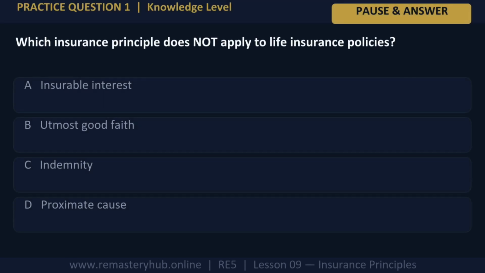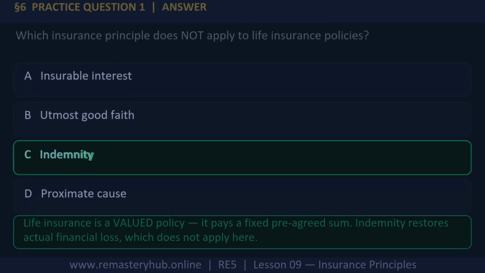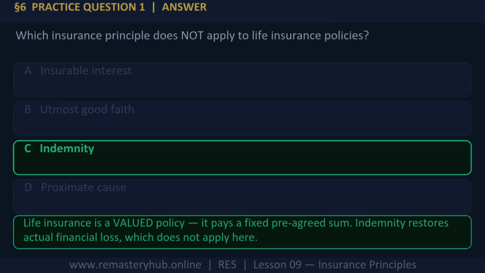Pause and answer the question on screen. Which insurance principle does not apply to life insurance policies? The answer is C, indemnity. Life insurance is a valued policy. It pays a fixed pre-agreed sum when the insured event happens, regardless of the actual financial loss suffered. Indemnity is about restoring actual financial loss, which simply doesn't apply to life cover. Insurable interest, utmost good faith, and proximate cause all still apply to life insurance.